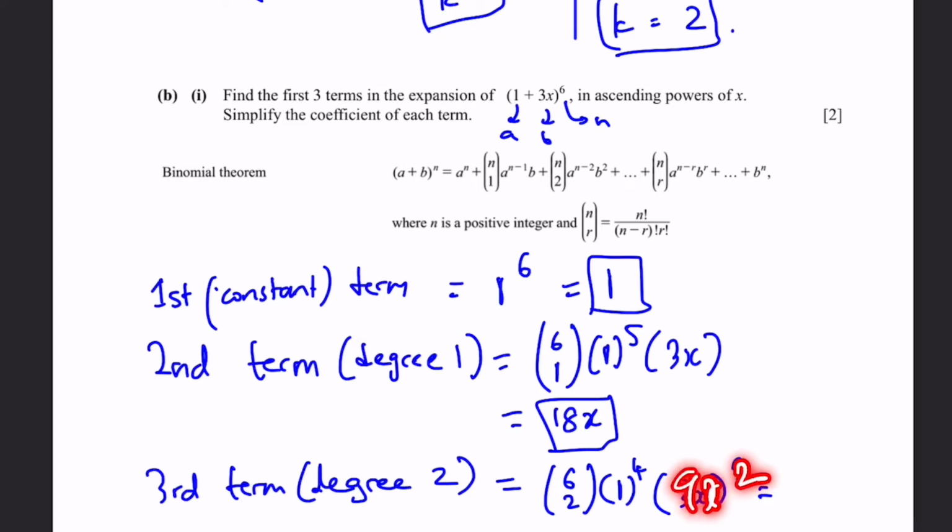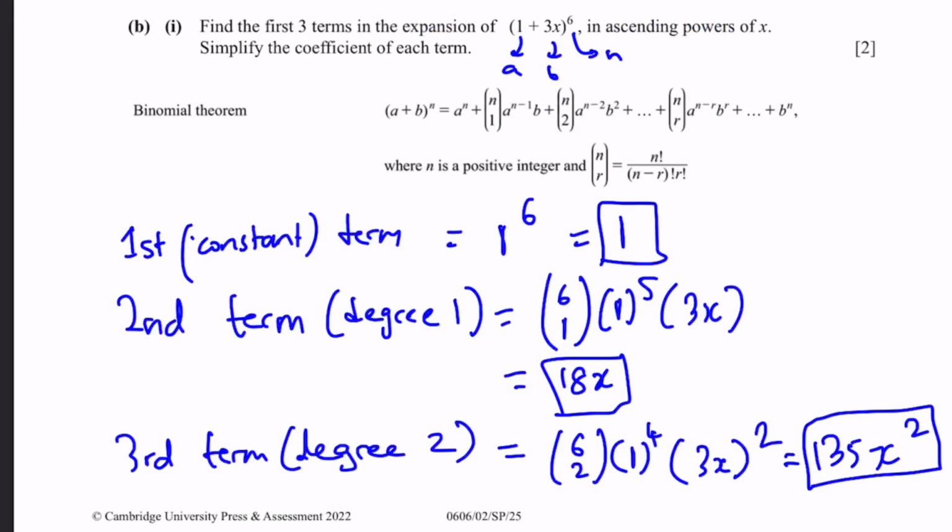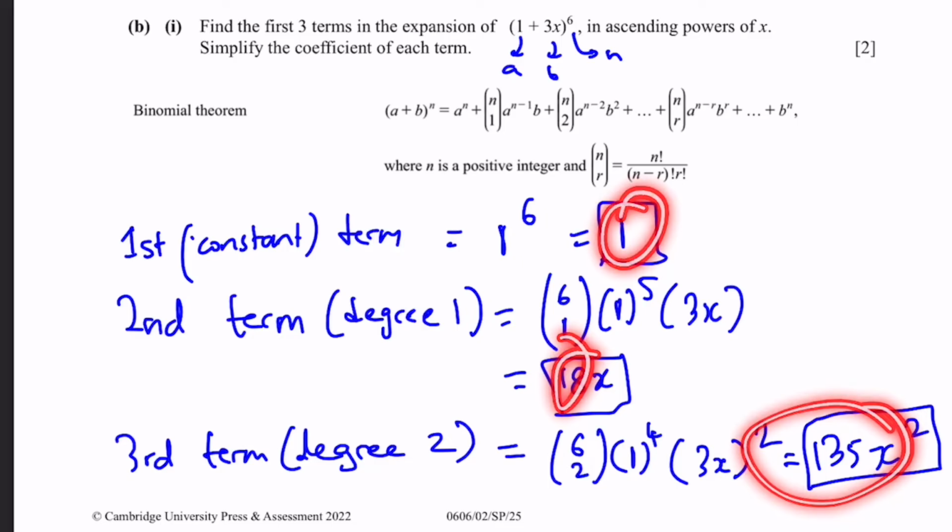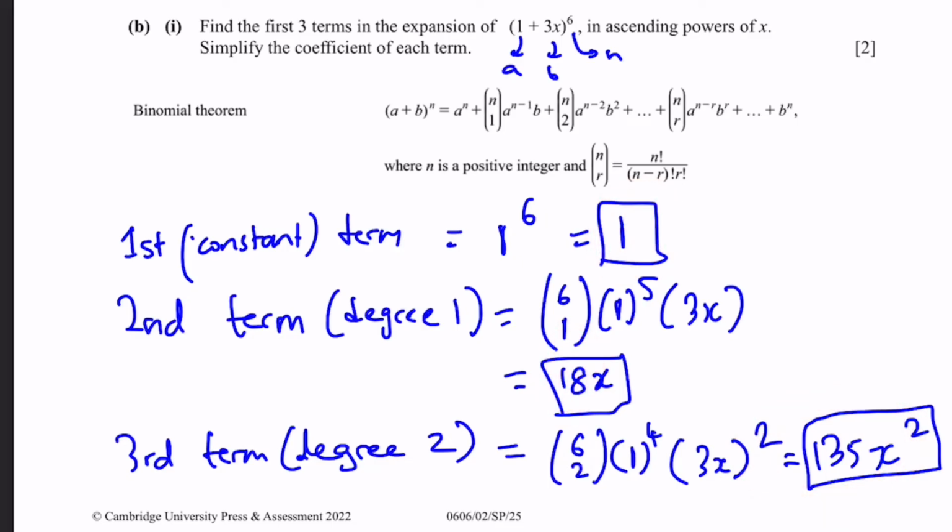So 15 times 3x the whole squared. 3x the whole squared is 9x squared. Of course, this is 1, so this won't change anything. 15 times 9 is equal to 135. So the coefficient will be 135. So the term is 135x squared. Well, we found the three terms separately, but at the end we have to add the terms. So all the three terms together will become 1 plus 18x plus 135x squared, which will be our answer. Let's go to part B2.